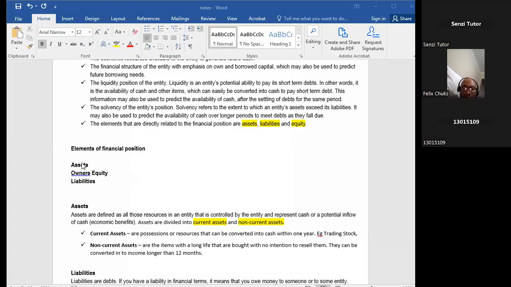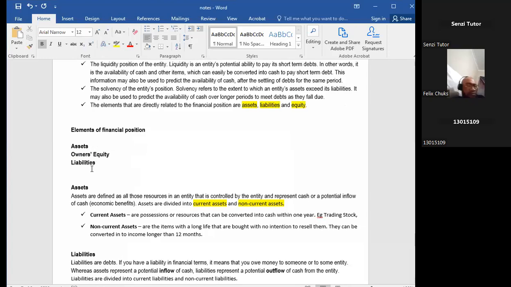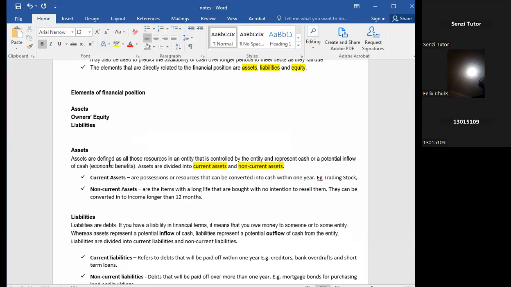We have assets, owner's equity, and also liabilities. There are three types of elements of financial position. There are three types of elements that are included in our financial position statement. Okay, let's discuss what assets are. Assets are defined as all those resources in any entity that are controlled by the entity.